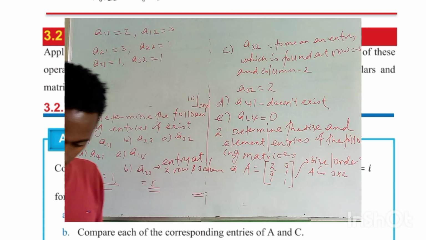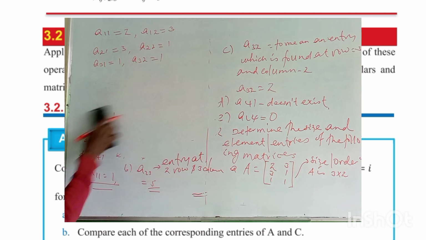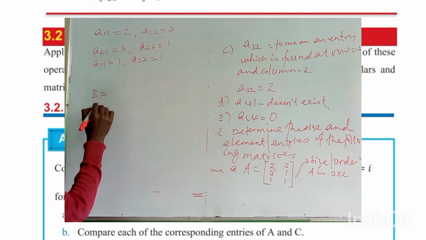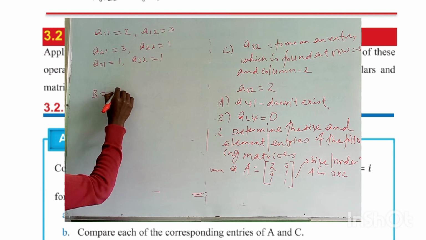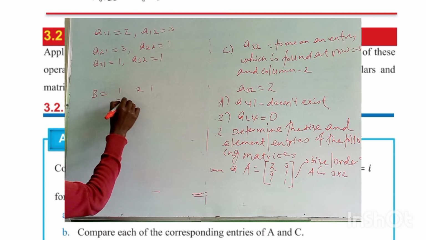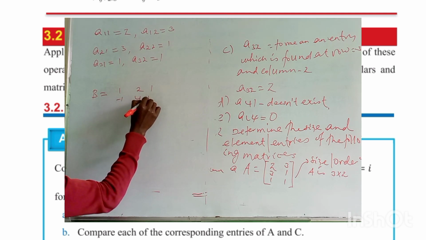Let us come to question number B. Question B can be given in this form: B is equal to the matrix with rows 1, 2, 1, then negative 1, 4, 0.